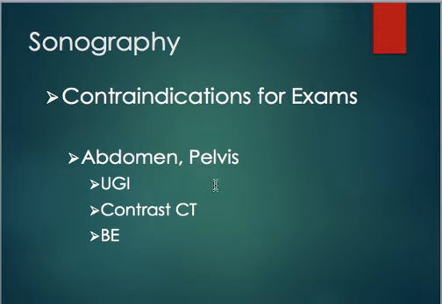So all three of those exams have contrast in them in the abdominal region, right? So the upper GI, there's going to be contrast in the stomach, and then it's going to go through to the small intestines. The CT, it's going to be all throughout the intestines. And the BE, same thing. It's going to come rectally, and it's going to be all throughout the large intestine. So if we're looking at organs in the abdomen or pelvis, the contrast is going to obscure that, and we won't be able to see anything.